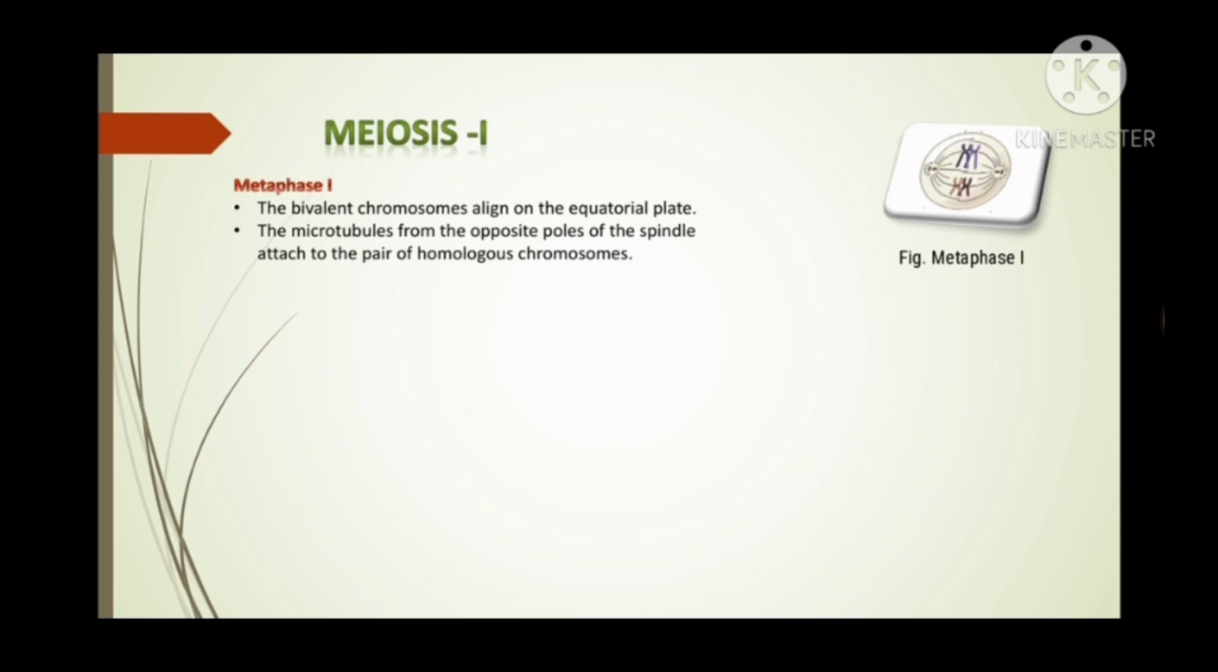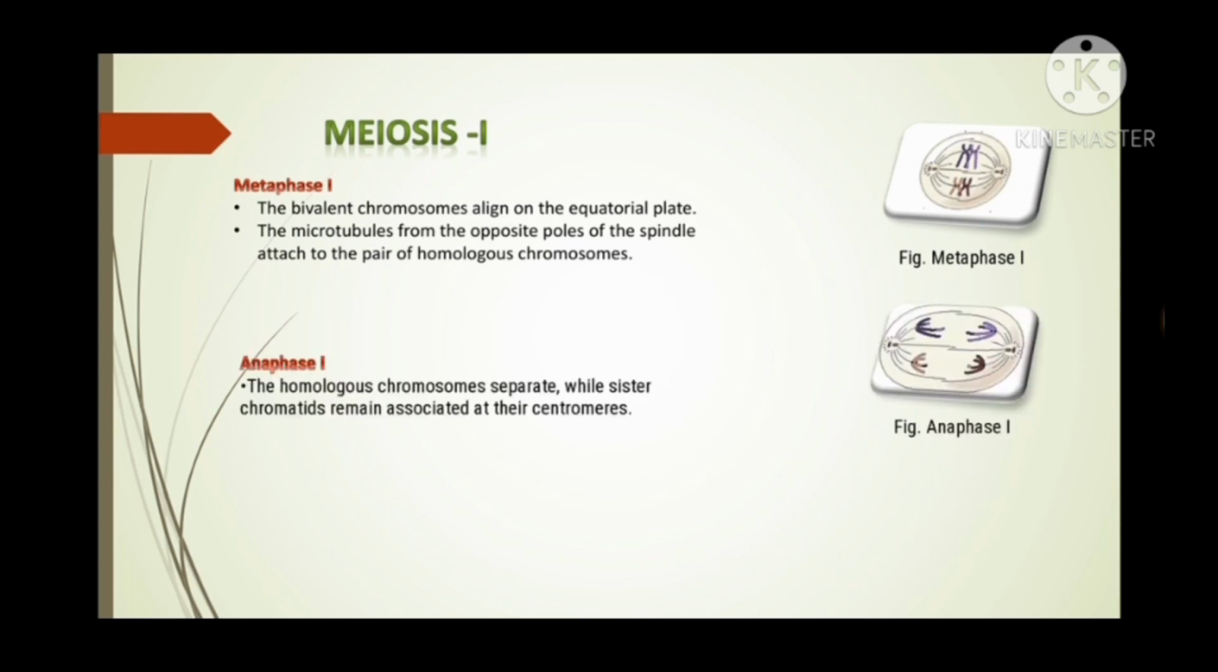Now the next step of meiosis 1 is known as anaphase 1. In anaphase 1, the homologous chromosomes separate while sister chromatids remain associated at their centromere. Right? So the centromere does not split. So the chromosome number becomes half.